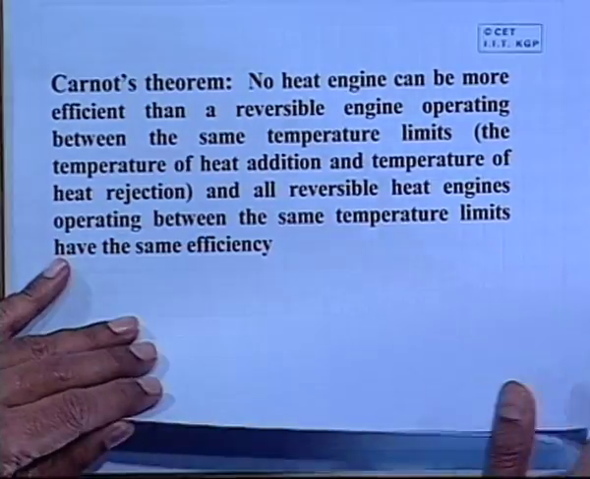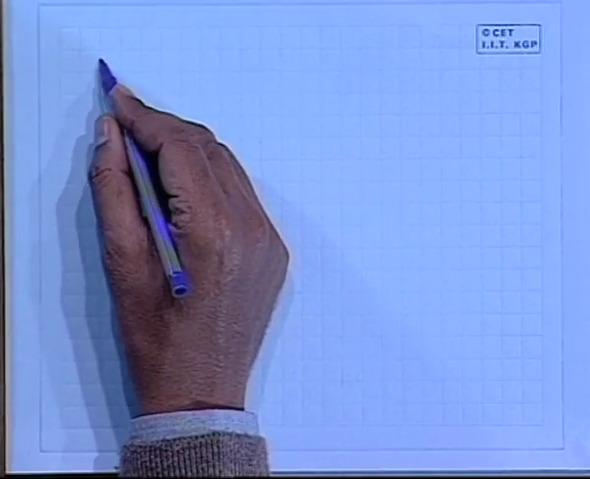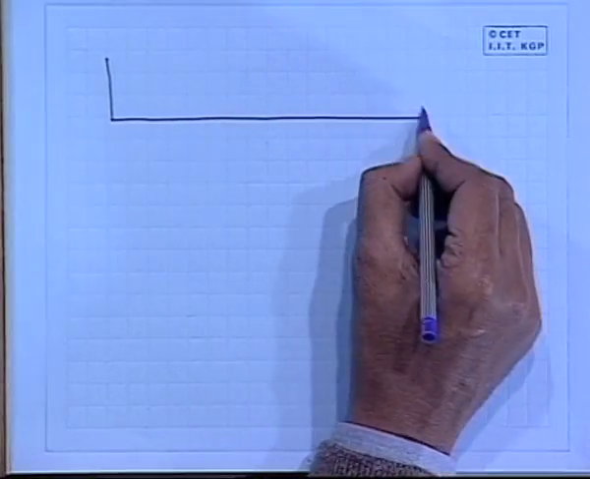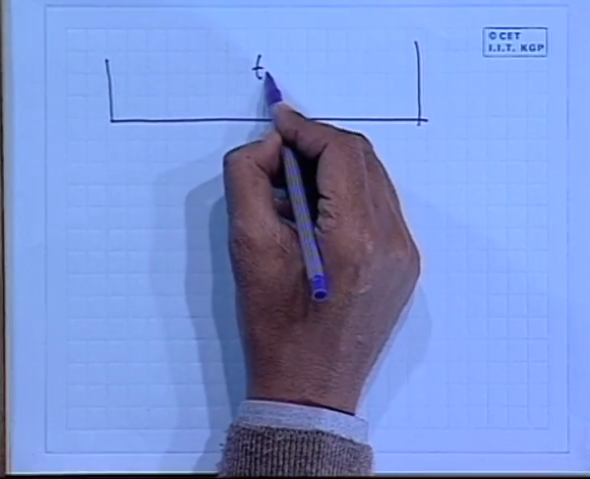You understand? That means the efficiency of all reversible heat engines will be the same, and that will impose a maximum value on the efficiency of all the irreversible engines. All irreversible engines can never attain this value. Their values will be different, but their maximum also will not be equal to the efficiency of a reversible engine. This is the basic understanding of this Carnot's theorem. Let us prove this Carnot's theorem. Let us consider a source T1.